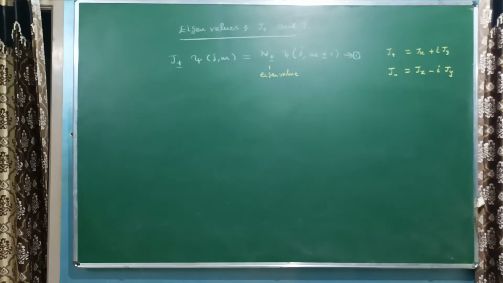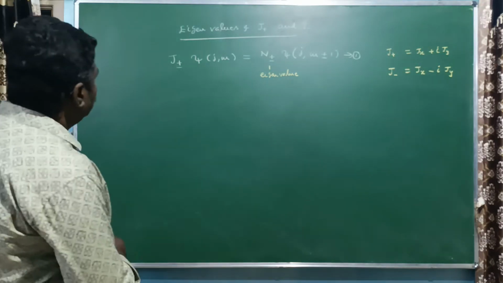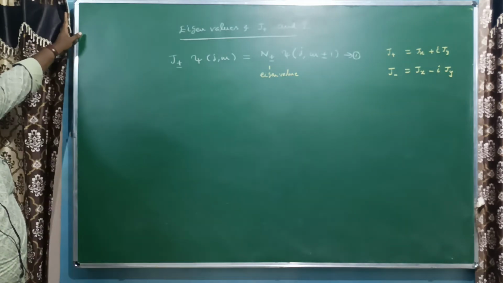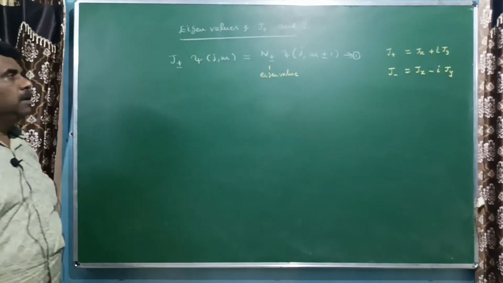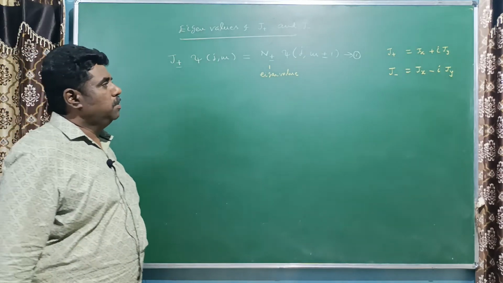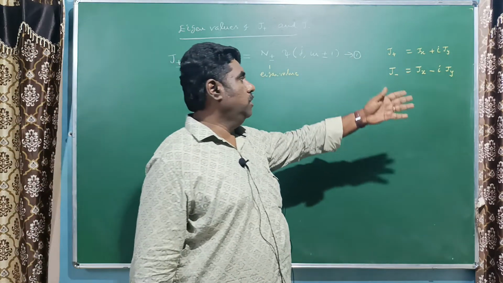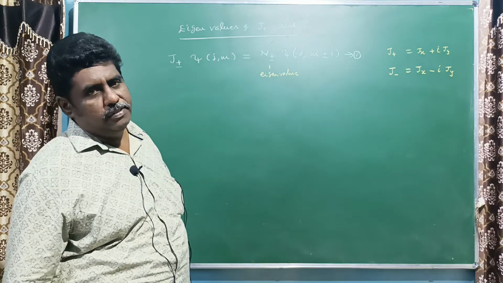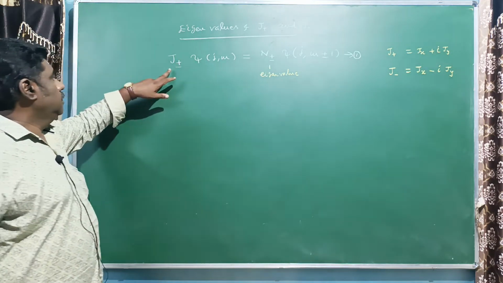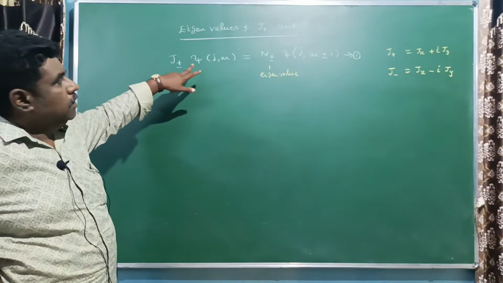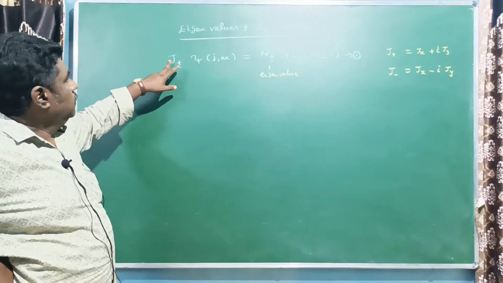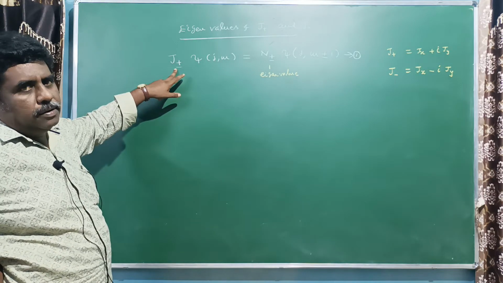In the present discussion, we have to talk about the eigenvalues of J plus and J minus. We know that J plus is the raising operator whose value is Jx plus iJy. J minus is the lowering operator whose value is Jx minus iJy. This is the required eigenvalue equation. Psi of j comma m is the eigenfunction. J plus or minus is an operator.